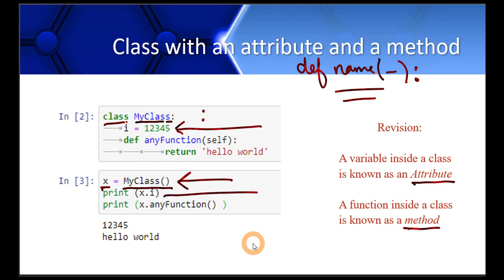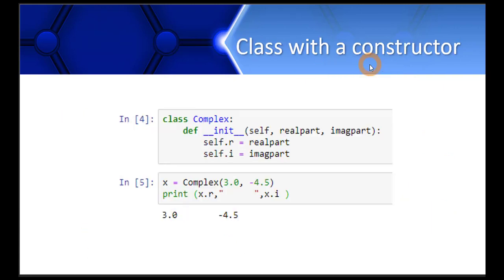So here I have printed the value of my attribute, and here I have called my function and I'm printing whatever that function is returning, and actually it is returning this hello world string, and you can see the output here. Let's see how to write a constructor in Python.